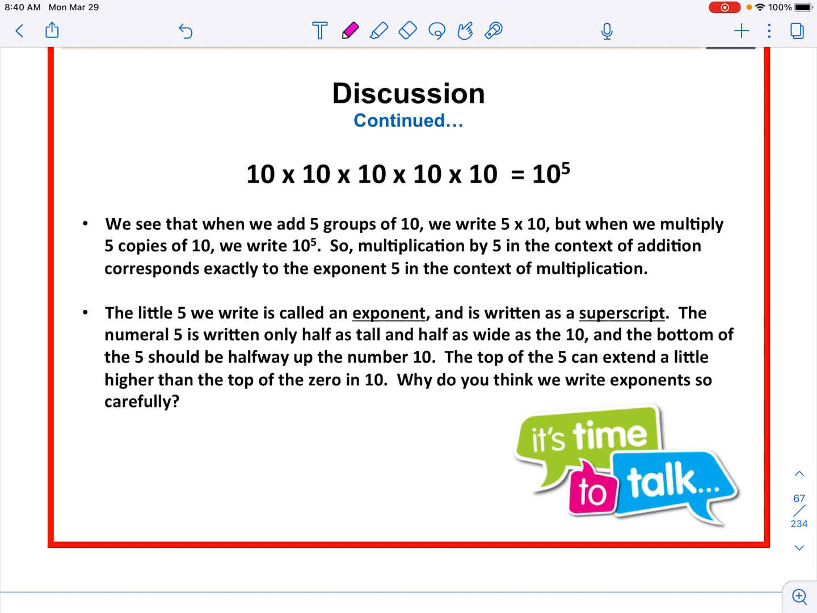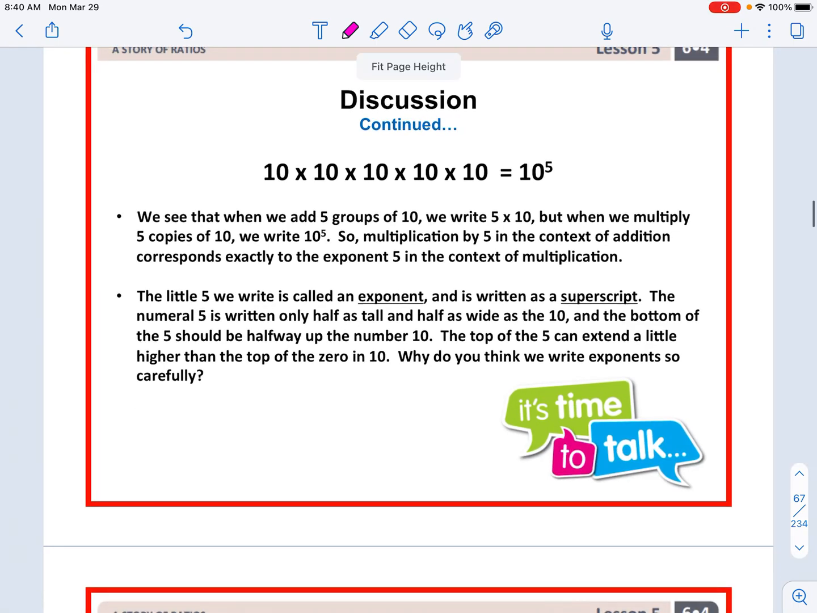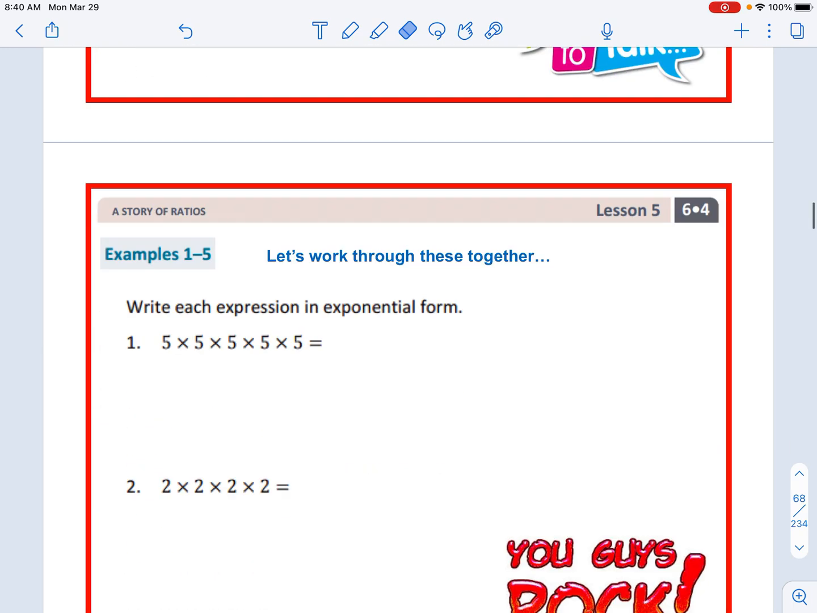So the little 5 we write is called an exponent and is written as a superscript, okay? That means it's smaller than the other number. The numeral 5 is written only half as tall and half as wide as the 10. And the bottom of the 5 should be halfway up the number 10. The top of the 5 can extend a little higher than the top of the 0 in 10. Why do you think we write exponents so carefully? Well, we have to write them so carefully because this can get confused with that, okay? So make sure you're writing them very carefully and not sloppy so we know it's 10 to the fifth power and someone won't get it confused with 105, okay?